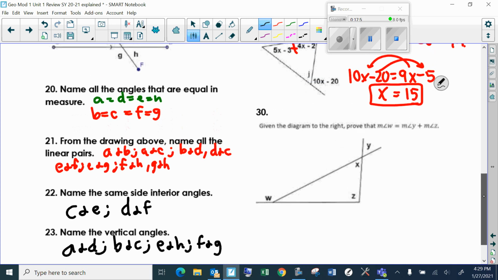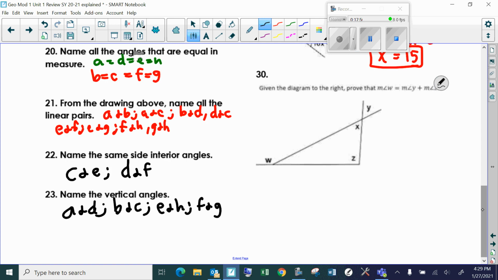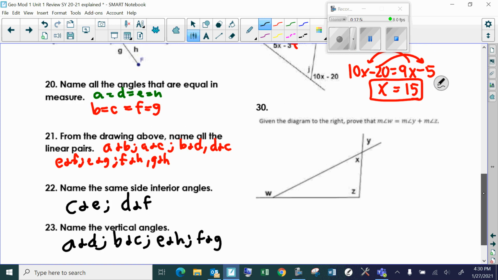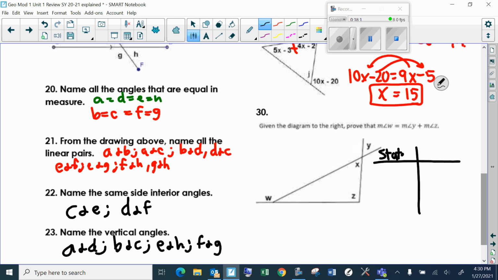Okay. Given the diagram with the right, prove that measure of angle W equals the measure of angle Y plus Z. Okay, so we haven't talked about proofs yet, so you're not going to see one of these on your test, but just so you know, statement, reason, and I always call them justification because that's what they were called up until the last few years in all the books for years. Justification, justify.